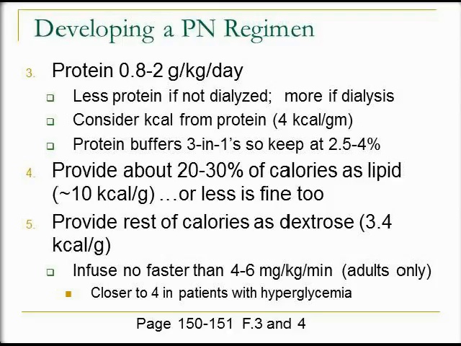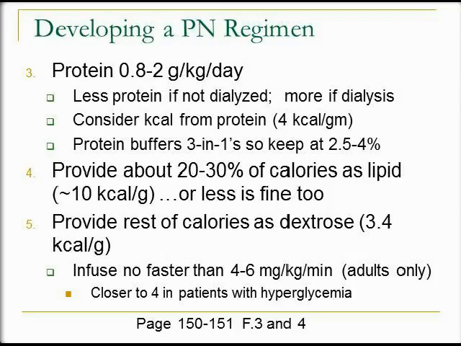Protein buffers a 3-in-1 parenteral nutrition, so you want to keep that final concentration of amino acid between 2.5% and 4% for stability reasons. You want to provide about 20 to 30% of your calories as lipid, which provides 10 calories per gram. You could do a little bit less. You could do a little bit more if you needed to for a short period of time. You can give more calories or less from lipid. You want to provide the rest of your calories as dextrose, which provides 3.4 calories per gram.